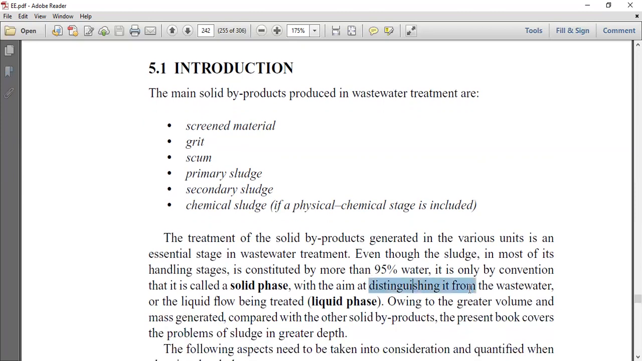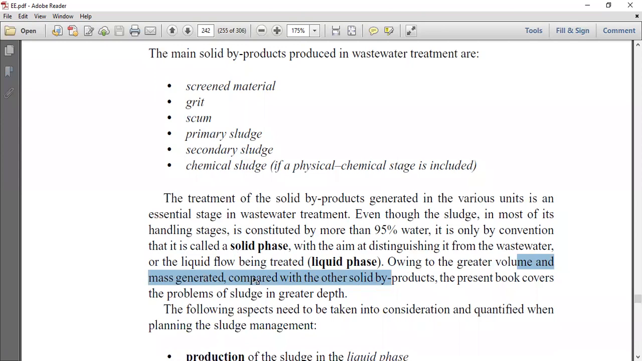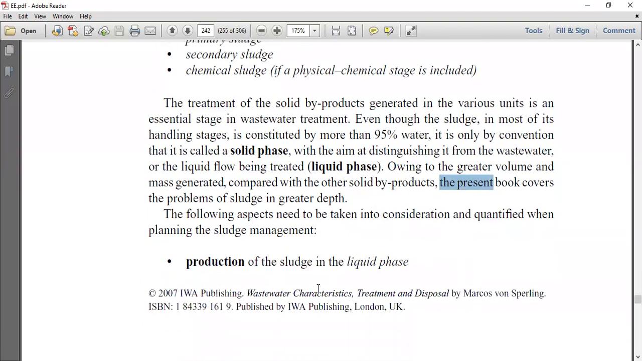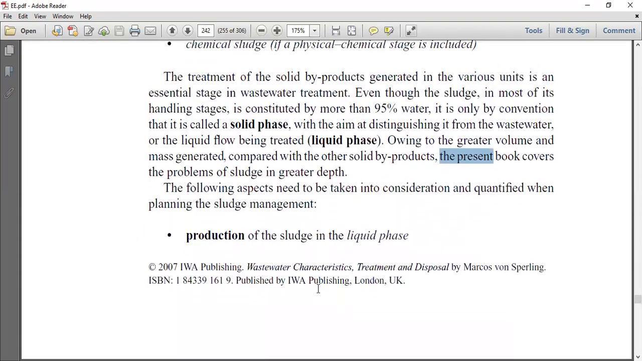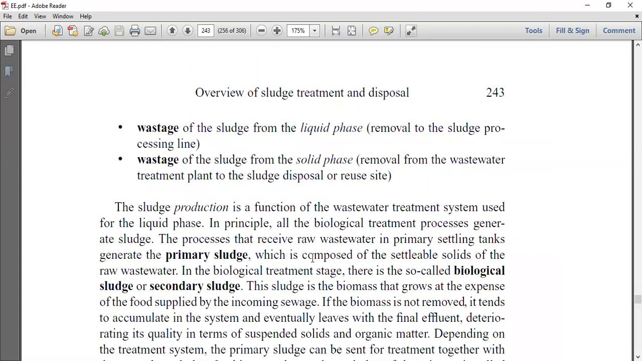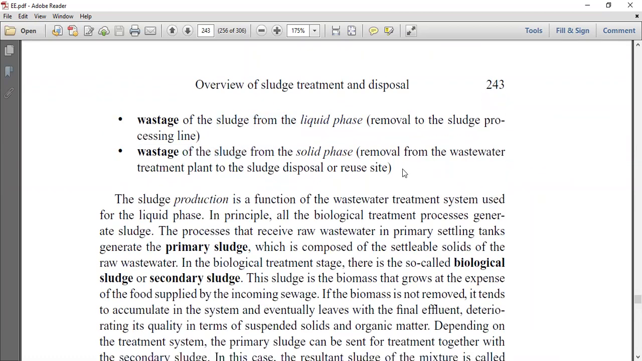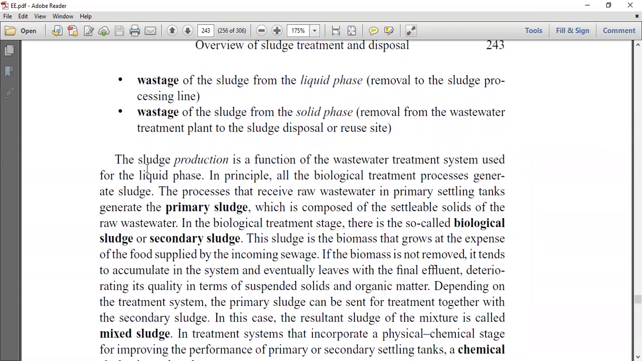With the aim of distinguishing it from the wastewater or a liquid, owing to the greater volume and mass generated compared with the other solids. Parallel, the present book covers the problem. First is the production of the sludge in the liquid phase, wastage of the sludge from the liquid phase, and the wastage of the sludge from the solid phase. The sludge production is a function of the wastewater treatment system used for the liquid phase.